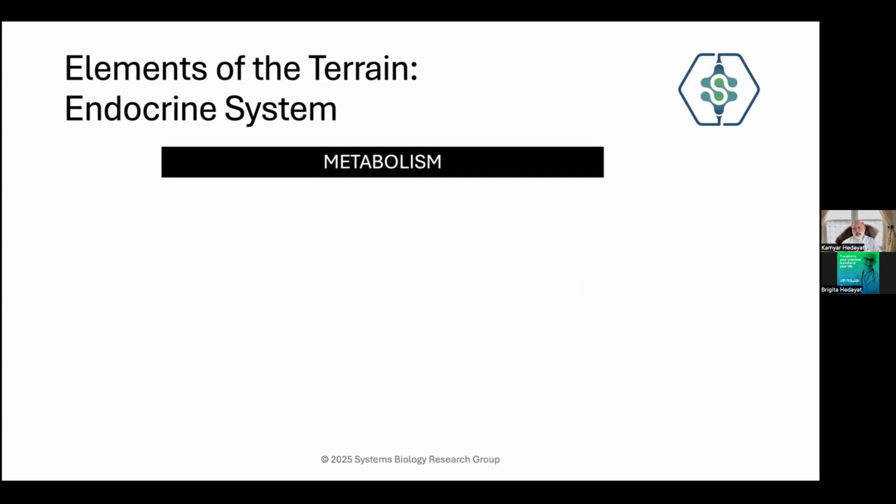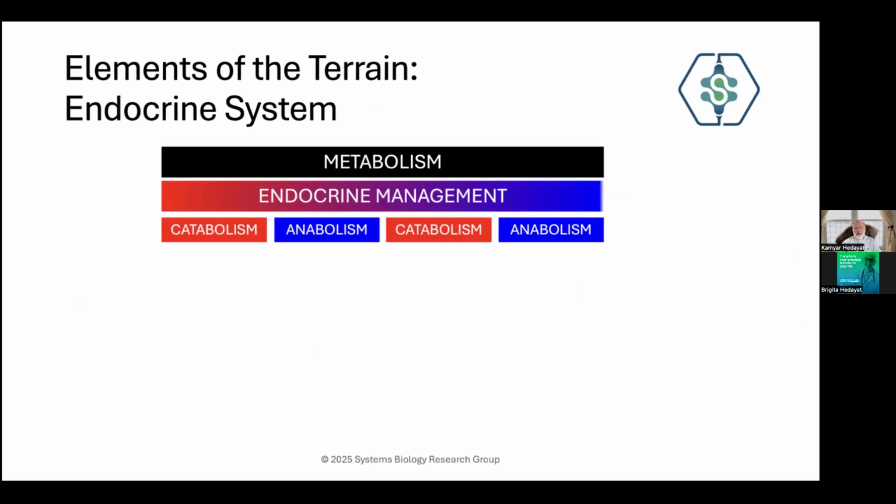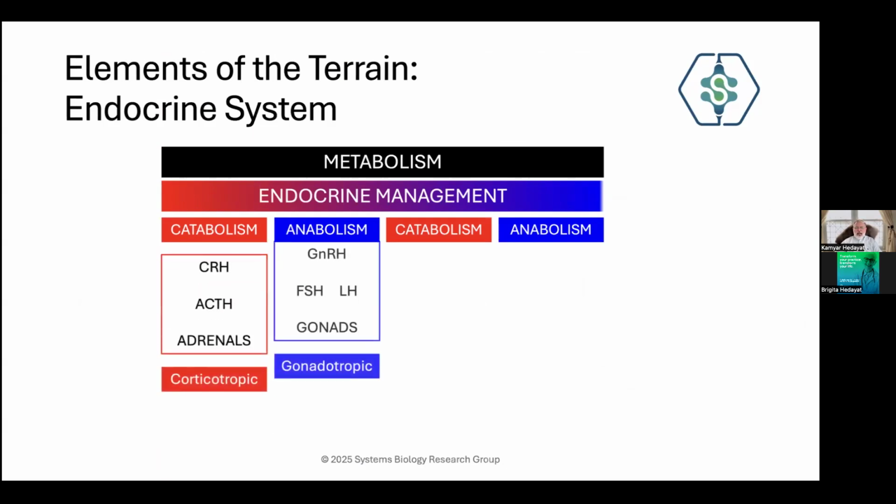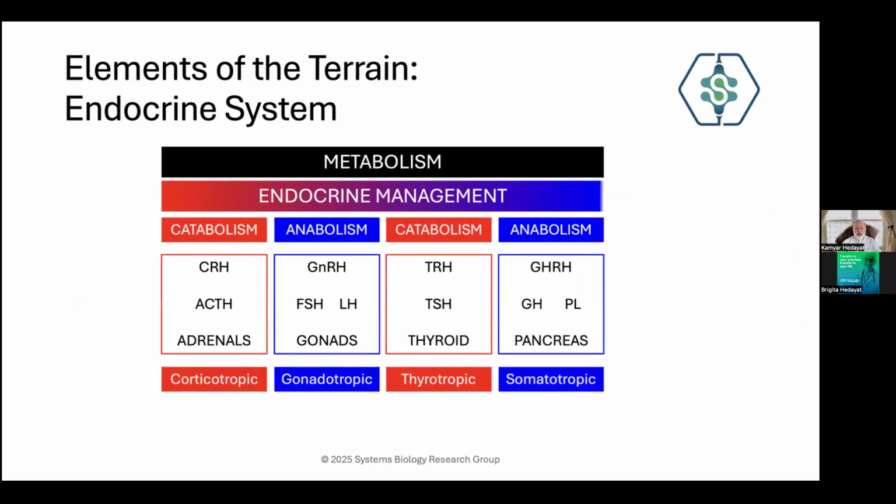So if we take this unitary concept of metabolism, we have the dialectic of catabolism and anabolism, and we have the endocrine management, which directly intervenes. So the first thing I want to really demonstrate to you is the conceptual power of the theory of endobiogeny, because we've organized the various lines of hormones that you see here, what we call an axis of hormonal activity.